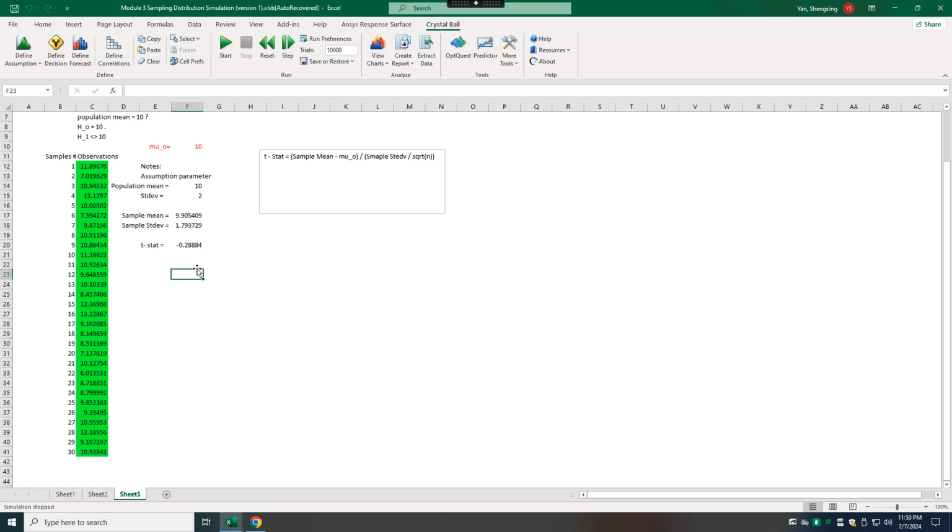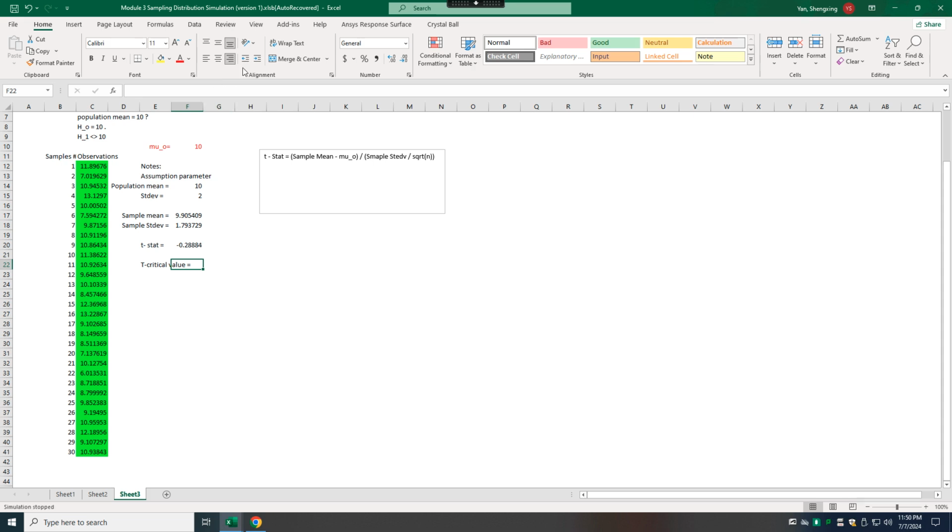The next step, we want to simulate the type 1 error. Here we have the t-statistic. For the type 1 error, we need to compare the t-statistic with the t-critical value. How does the t-critical value come about?